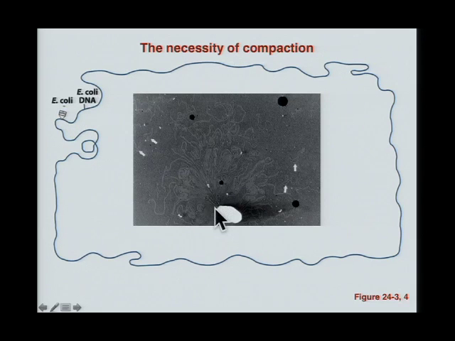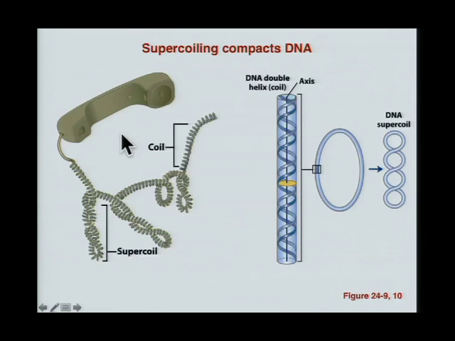So you can take, for example, an E. coli cell and just treat it under conditions that will release the DNA and cause it to become uncompacted. And there's just these huge knots of DNA coming out of the cell. So that's the problem we're facing. Now, how are we going to deal with this?